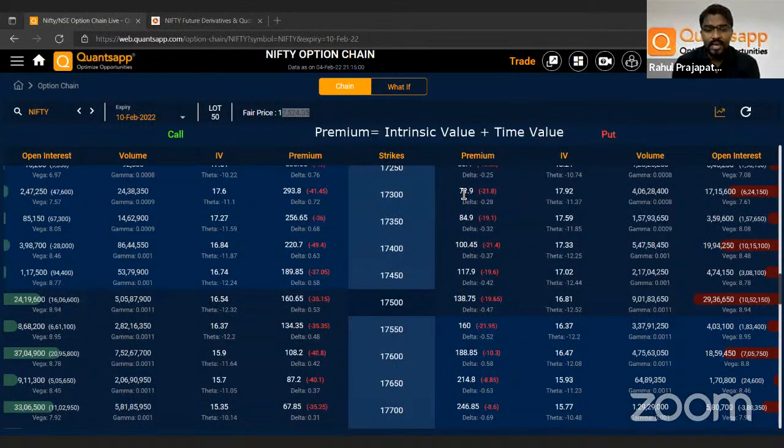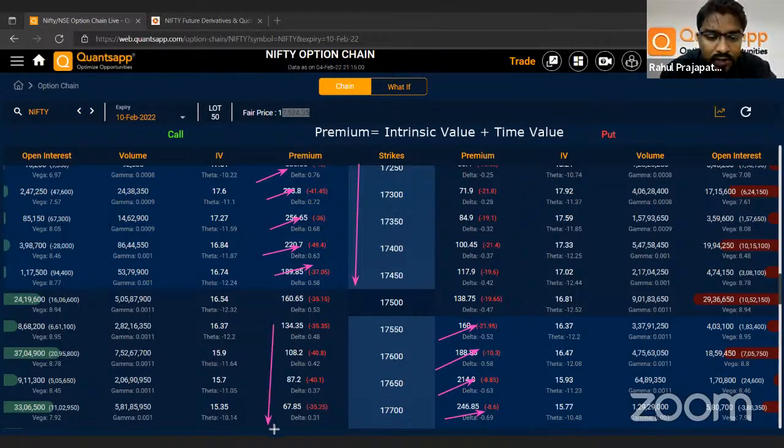So whichever strike prices have intrinsic value are the levels the market has achieved. All these call options have some intrinsic value, and in the put option, these values have some intrinsic value. The strike prices which have intrinsic value are all in the money options. And the levels the market still needs to achieve have only time value.